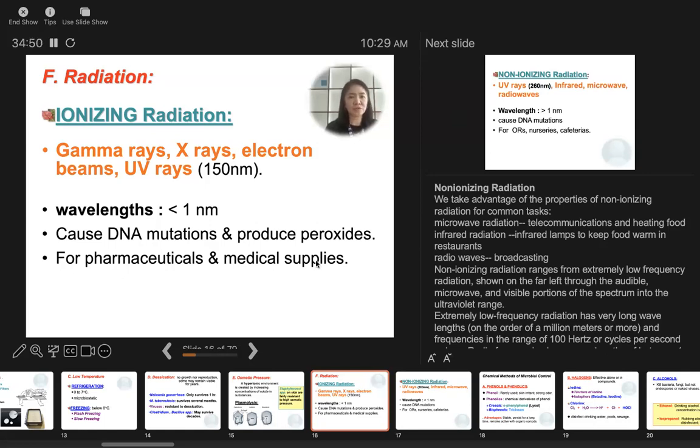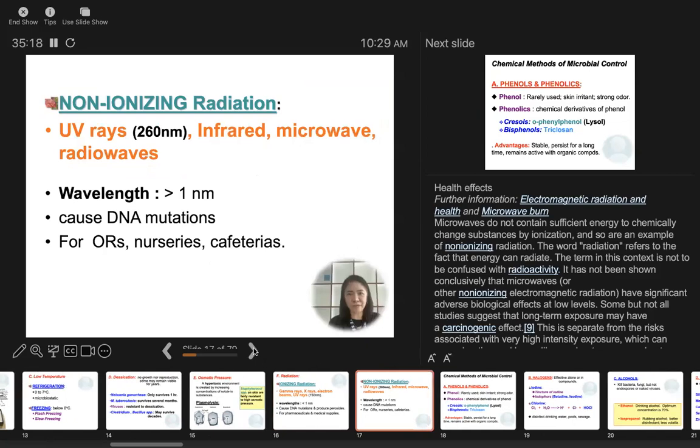So again, your ionizing radiation may cause DNA mutations and produce radicals, free radicals, like peroxides, which are actually deadly, not only for microbes, but also damaging for our tissues. Okay, so this is good for disinfecting pharmaceuticals and medical supplies.